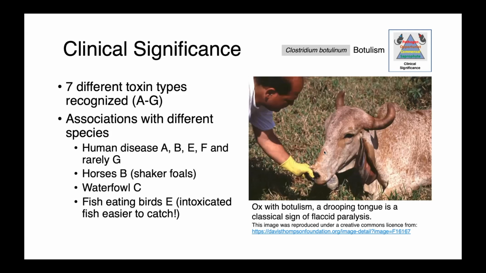Type C in waterfowl, so these are like ducks. And then birds which eat fish can become affected with botulinum toxin type E. The reason for this is that if we have intoxicated fish, so they have some flaccid paralysis themselves, they're actually easier to catch, and then that toxin makes its way up the food chain into the birds that are eating them. On the right here, you can see an image of an ox with botulism, and in our ruminant species, a drooping tongue is a classical sign of flaccid paralysis.